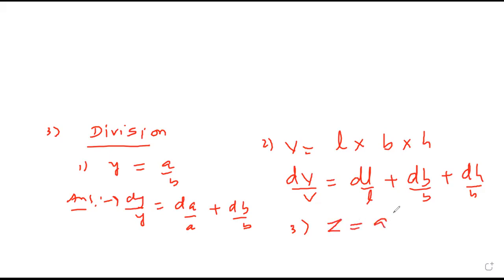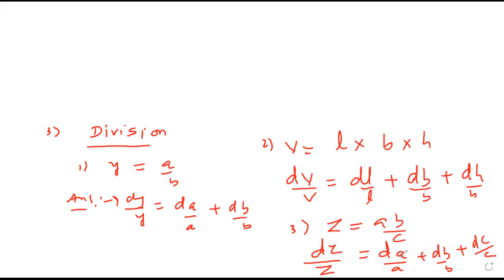So Z is AB upon C. This is dZ upon Z is dA upon A plus dB upon B plus dC upon C. Okay, followed now? Multiplication, then also add. Division, then also add. I hope you followed the rule now.